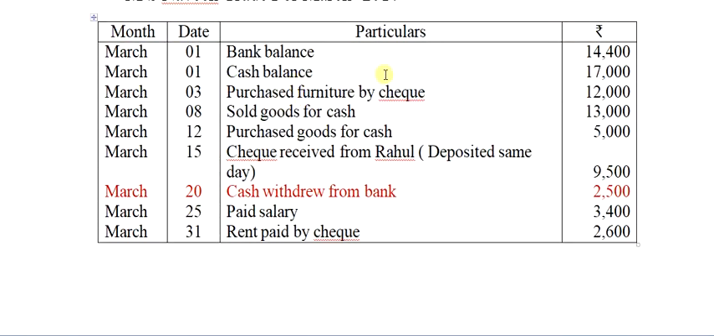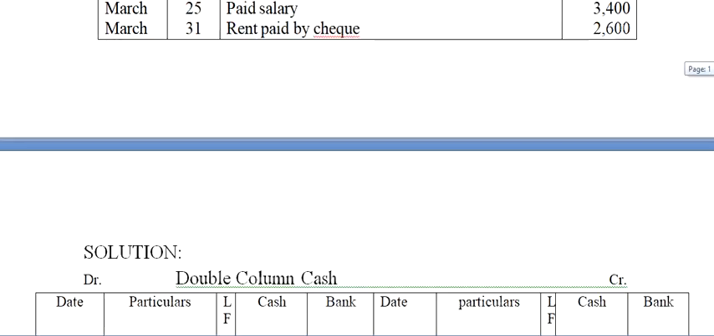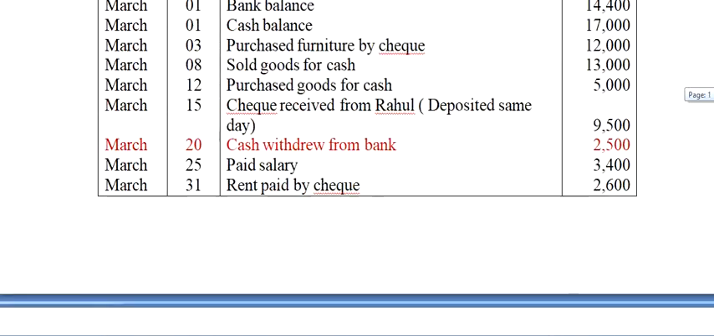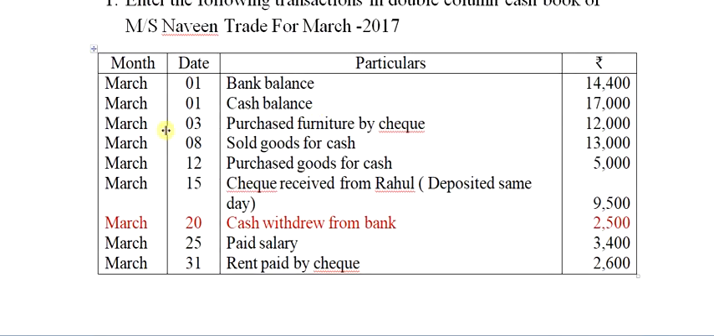Moving on to the next point. March 3rd, purchased furniture by check, 12,000. Here the check is given. When we purchase furniture, what happens? Our bank balance reduces, so it should be taken under which side? Under the credit side. You can see here on March 3rd, 2017, bought furniture. They gave a check payment, so the bank balance reduces. How much has it been reduced? 12,000. Moving on to the next point, March 8th, sold goods for cash, rupees 13,000. When we sell goods for cash, what happens?